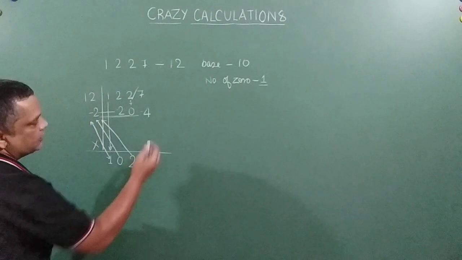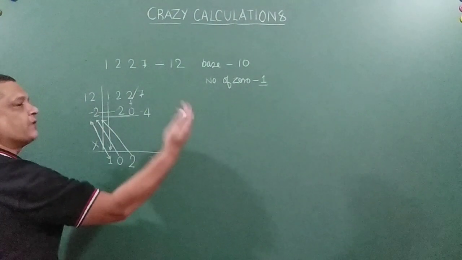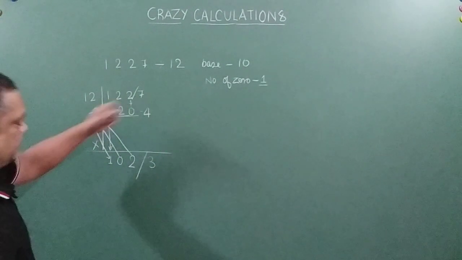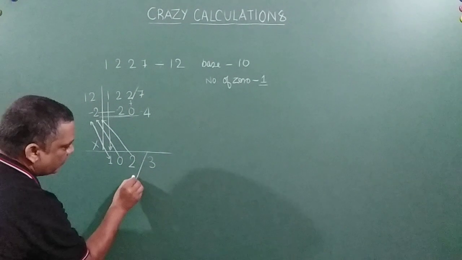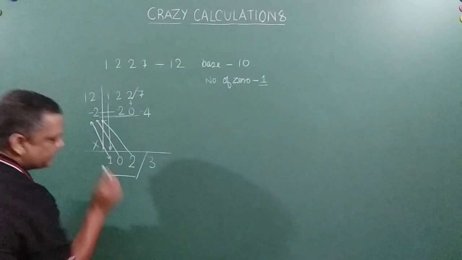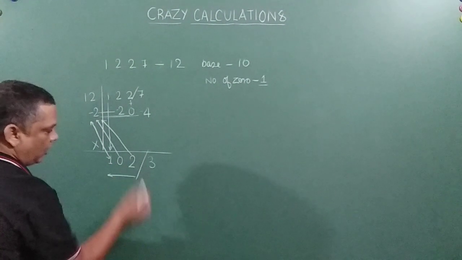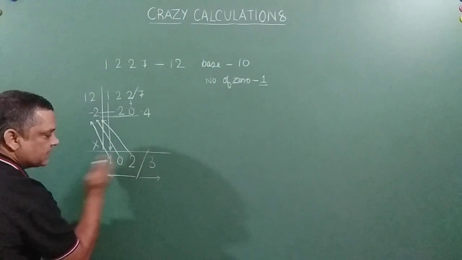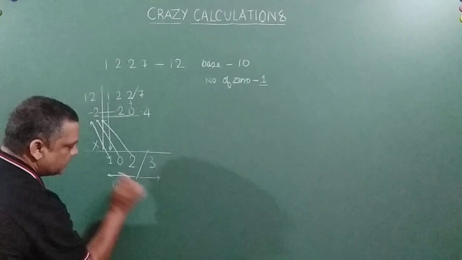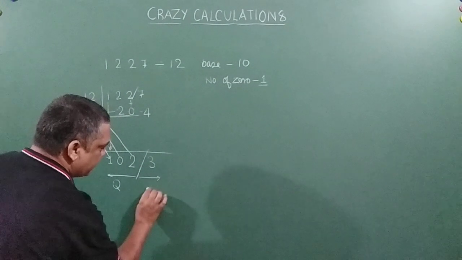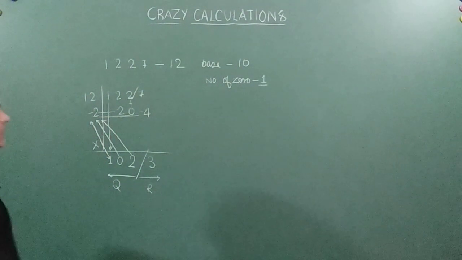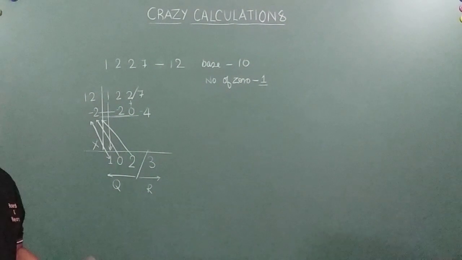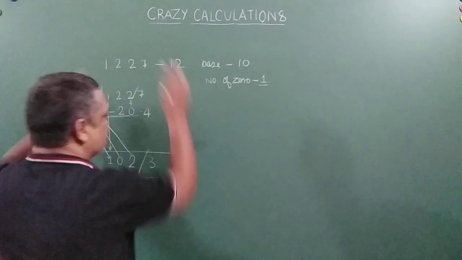Correct friends? So leaving one digit from the right hand side, we will reproduce this slash. Now the digits on the left hand side of this oblique are my quotient, and the digit on the right hand side of this oblique is the remainder after the divisor, right? So isn't it fairly simple? I hope you have got the concept.